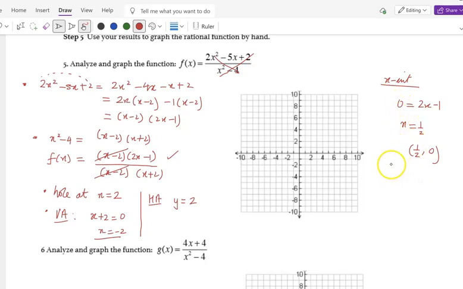Now, how do you find the y-intercept? You just plug in 0 as x. So it would be 2 into 0, minus 1 upon 0 plus 2. Oh, sorry, I keep on looking at the top. The first one is cancelled. So if there's a hole, you don't look at the original function, you look at the new function. So y is equal to minus 1 upon 2, so 0 comma minus half.